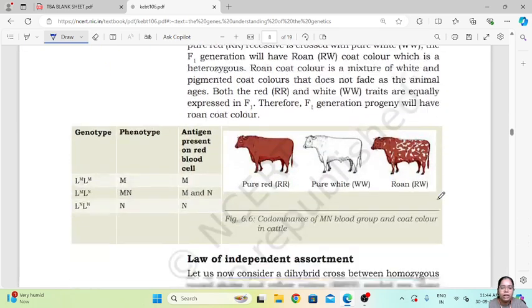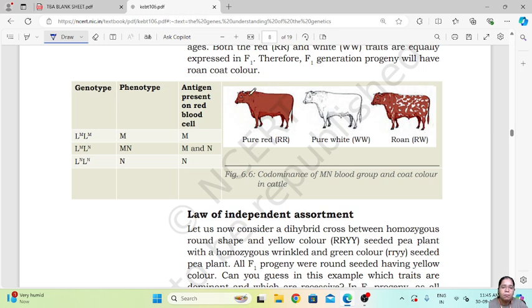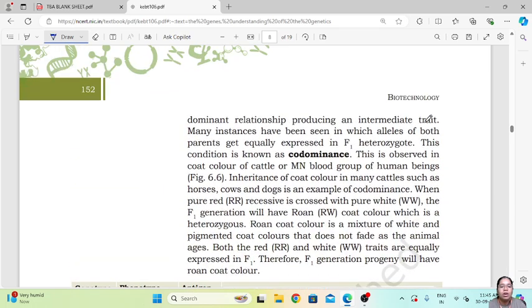Over here we can see there is a pure red cow and a pure white cow, but when you get the offspring you will see that both colors are dominant, that is both colors appear on the offspring: you will get a white cow with red patches. So this is called codominance, that is both genes are dominating in the offspring. So this is called codominance.